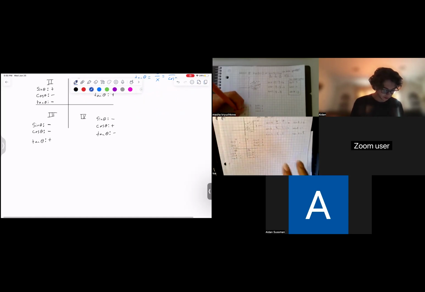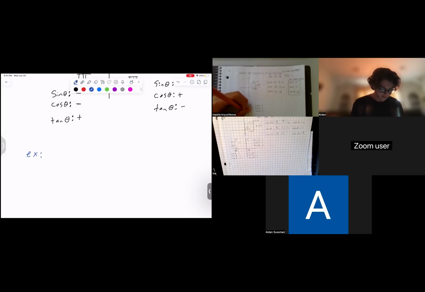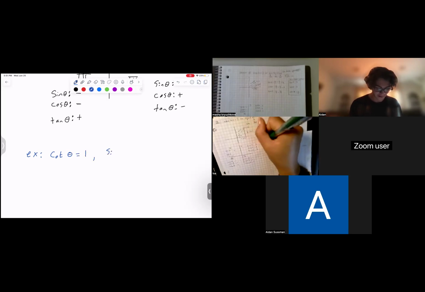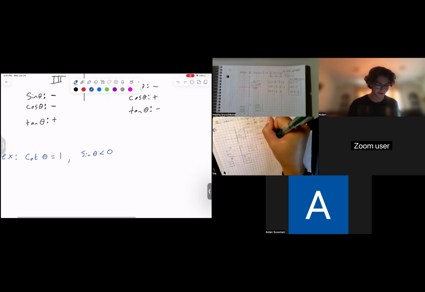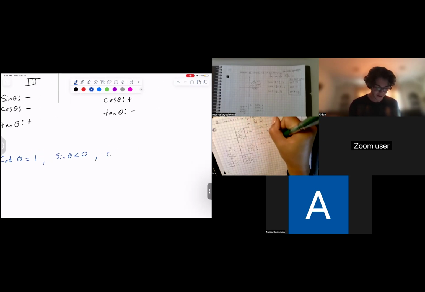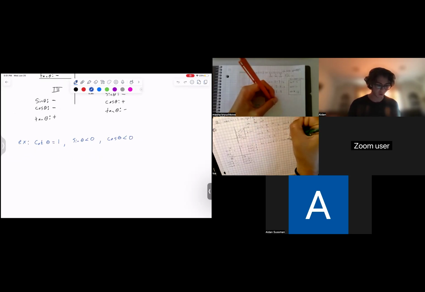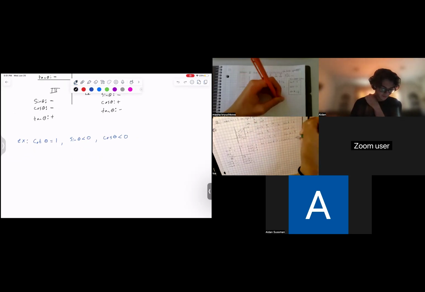Let's take a quick example to understand why this is so important. Let's take a look at cotangent of theta. So I'm going to tell you that cotangent of theta equals 1. Sine of theta is going to be less than 0. That means what? That sine of theta is negative. And cosine of theta is less than 0. Well, if sine is negative and cosine is negative, what quadrant are we in?